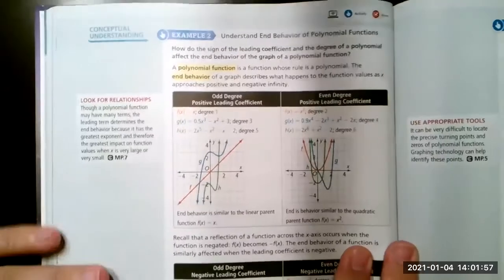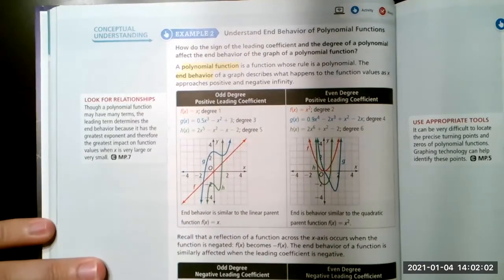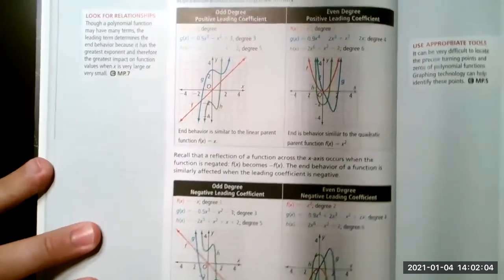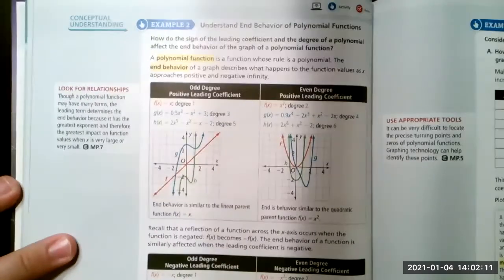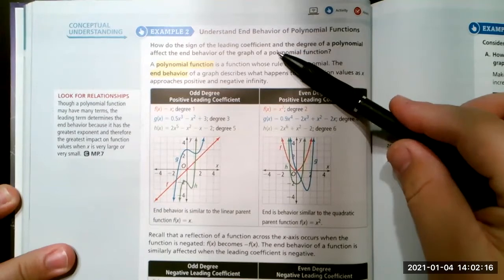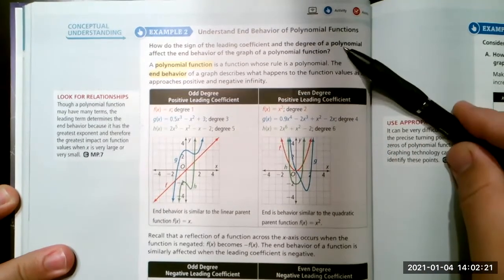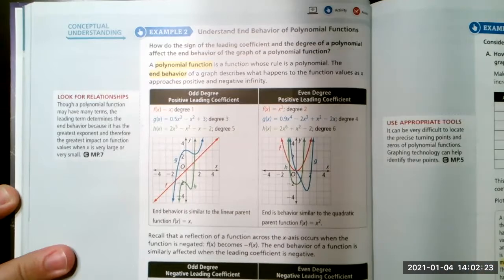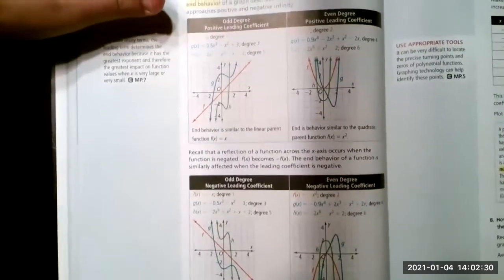Example 2, understand end behavior and polynomial functions. They are giving you kind of an end-all rule happening here with all 4 of these examples, and we'll talk about all 4 of these examples in just a second. How do the sign of the leading coefficient, so remember that's the number in front of your highest degree variable, and the overall degree of the polynomial affect the end behavior? Okay. So let me get my camera out a little bit so we can get all this on the same page here.